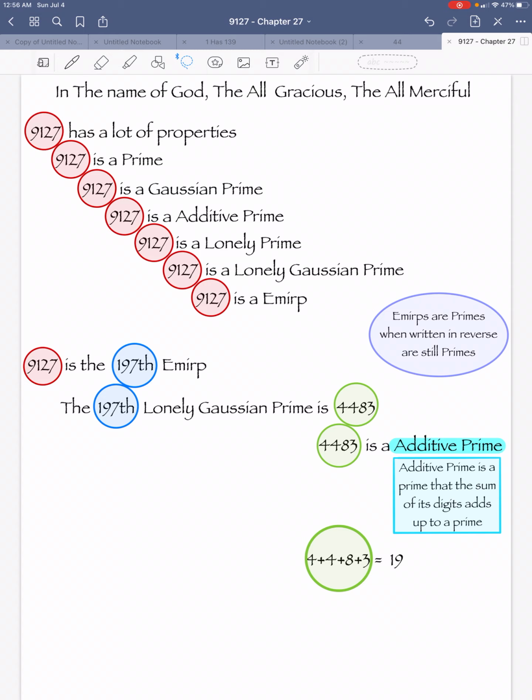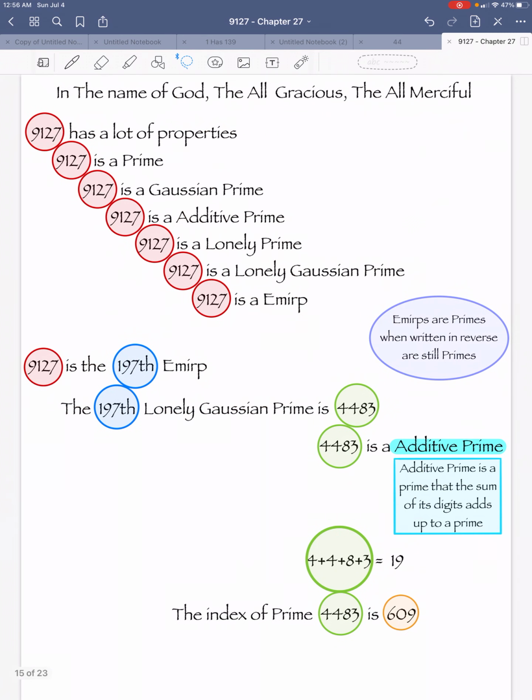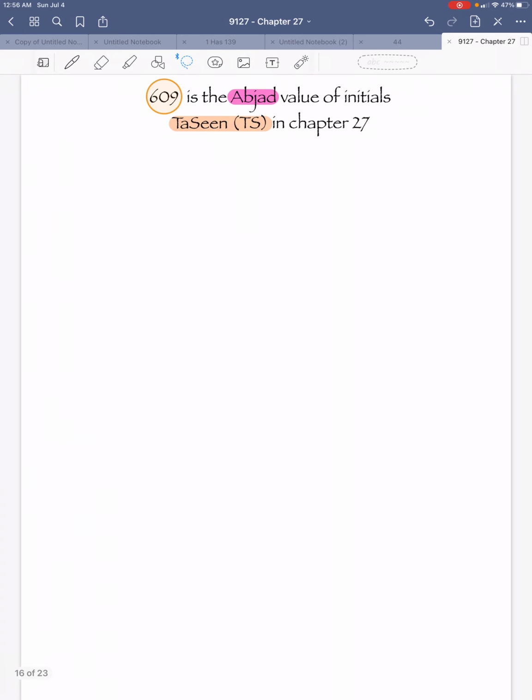19 is also mentioned in the Quran in chapter 74, verse 30, where God said, over it is 19. 4483, the index of prime 4483 is 609. Well, what does 609 tell us? 609 is the abjad value of the initials Ta-Sin, or TS, in chapter 27.